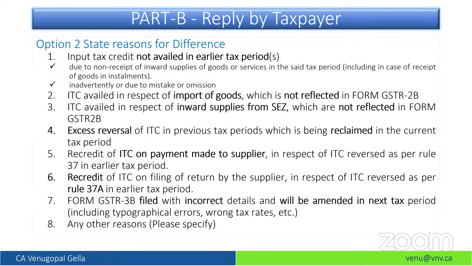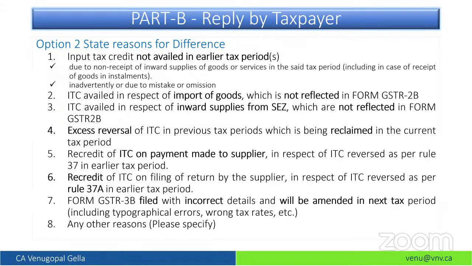Someone was asking about import of goods. You should say, this is an import of goods. It's not reflecting in 2B. Or import of service from SEZ, not reflecting in 2B. Or it could be excess reversal in earlier periods, which has to be reclaimed in the current period. So you have reversed in excess in the previous tax period, which you are reclaiming now.